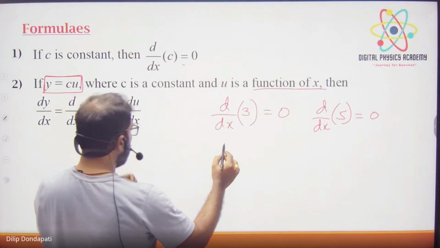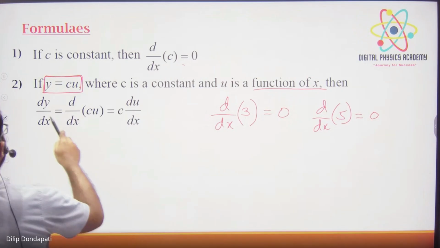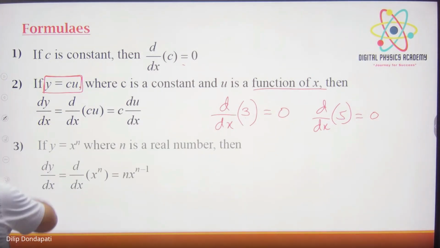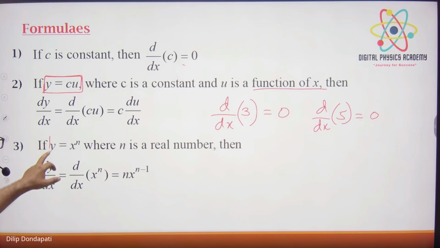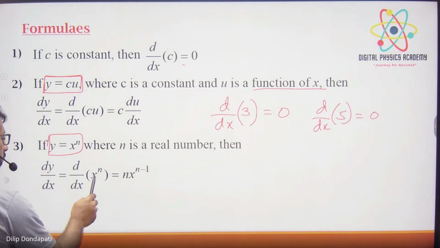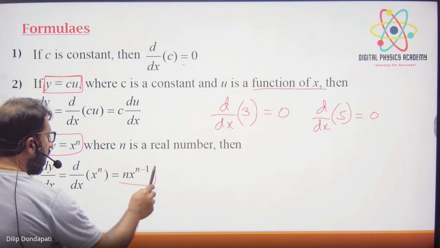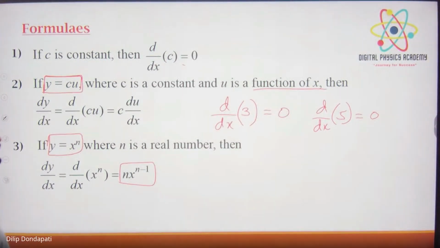Second formula. Okay, after that we will do x power n. Let's go, next one. If y is equal to x power n, differentiation of x power n is n into x power n minus 1, is the formula. N into x power n minus 1 is the formula. First, write it. I'll explain. When we're doing questions, you'll understand.